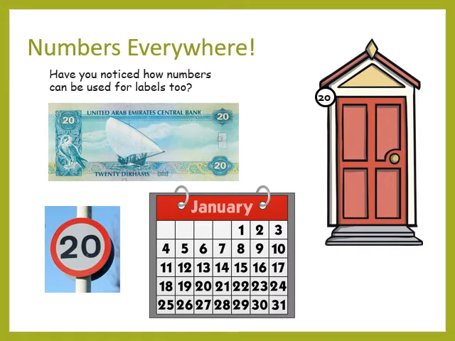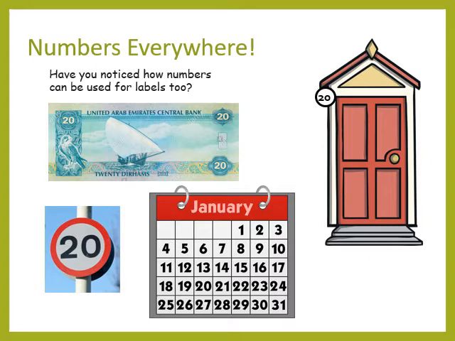Have you noticed how numbers can be used for labels too? That means we can label everything with numbers. So numbers are very useful and we have numbers everywhere. If you look at these pictures here, can you look at number 20 where they've put them on many things? Let's have a look together first of all at the door. This is a house. And the door, on top of the door, there's number 20. So when we walk in the street and they tell us, come to our house, on the door there's number 20. So we know number 20 is on their door.